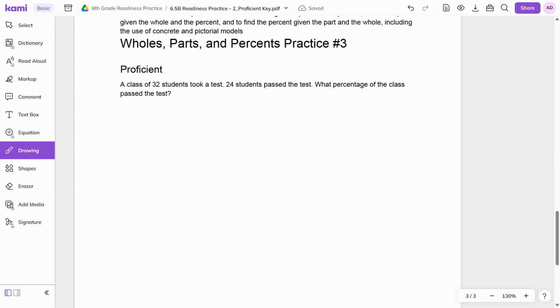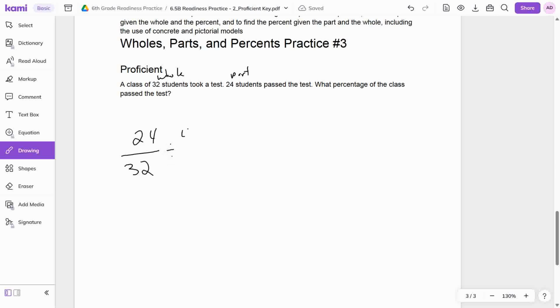Number 3, we've got 32 students taking a test, 24 students passed the test. What percentage of students passed the test? We've got the whole, we've got the part. So let's look at it as a fraction. 24 students passed out of 32 whole.